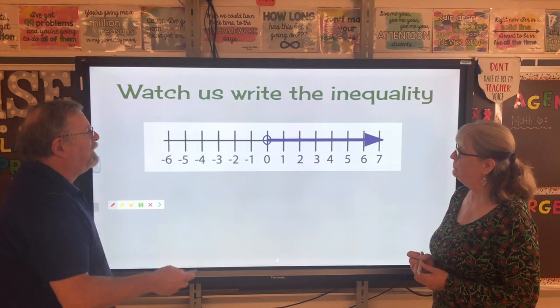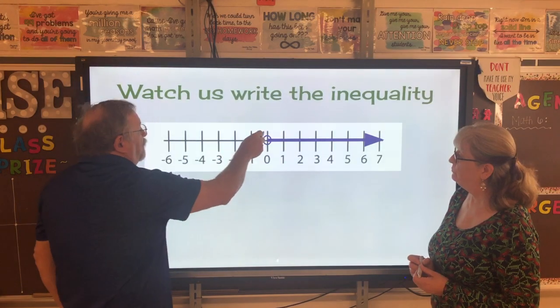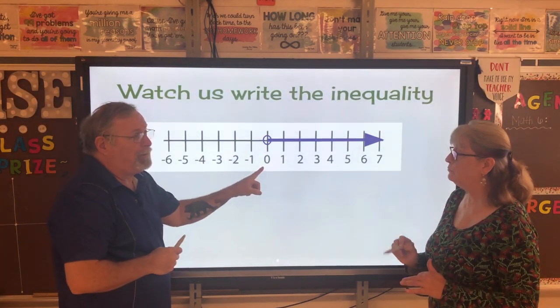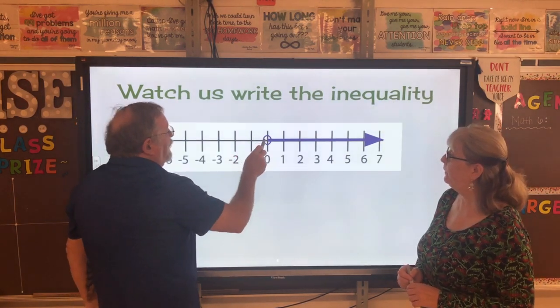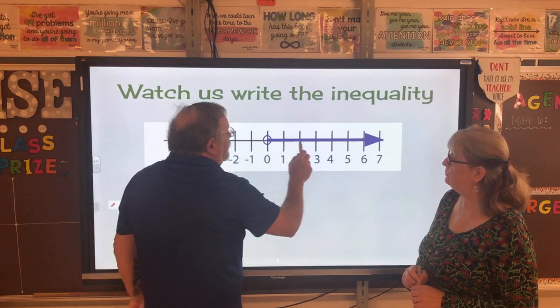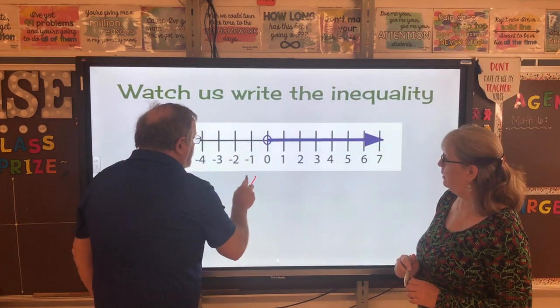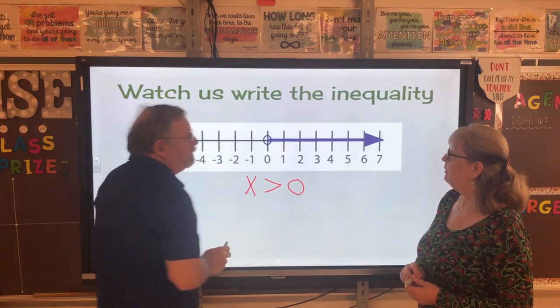Okay, so this is our first inequality. It's already graphed. So let's take a look at it and figure out what it's saying. It's got an open circle, and we know that open circle means we're not including zero. So this inequality is any number greater than zero. Basically this is just saying that x is greater than zero.